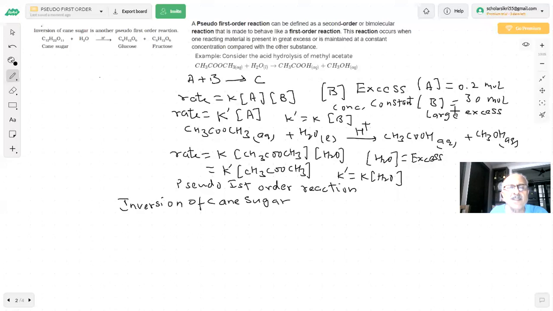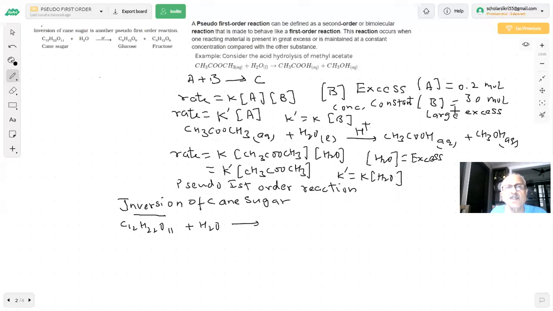Why do we say inversion of cane sugar? One thing here also: every chemistry is connected. It will come in another chapter also. What is the meaning of inversion? You see the formula of cane sugar, what you have written? C12H22O11. This is the sugar which you are eating at home, sucrose. Now it is reacting with water.